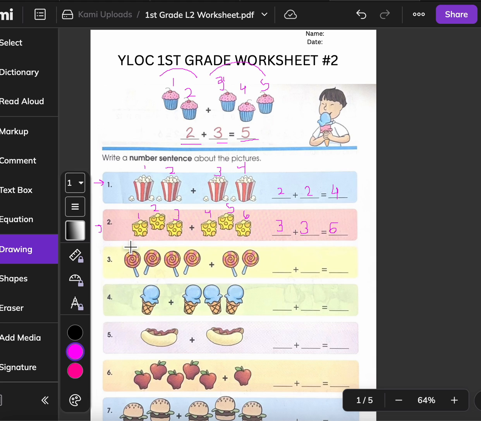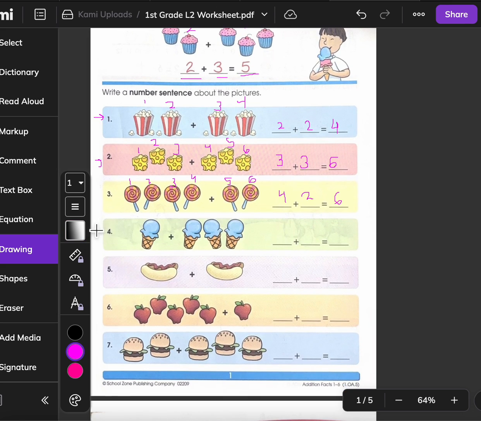Let's count here. 1, 2, 3, 4 on one side. And then if you look here, there's 1 and 2 lollipops. But if we continue counting, we counted 1, 2, 3, 4, 5, and 6 lollipops in total. Okay. These are kind of similar, so I'm going to skip some of them, and you can try 4, 5, and 6 on your own.